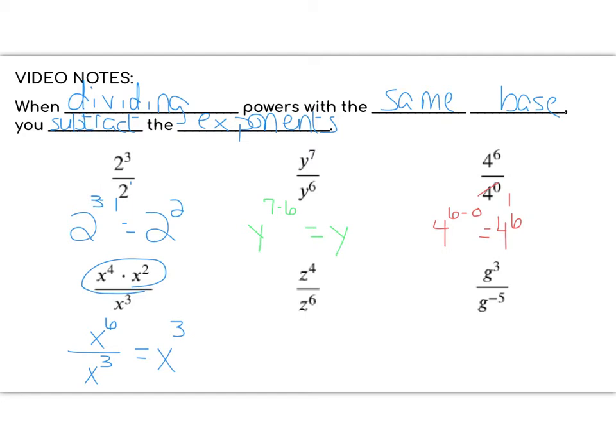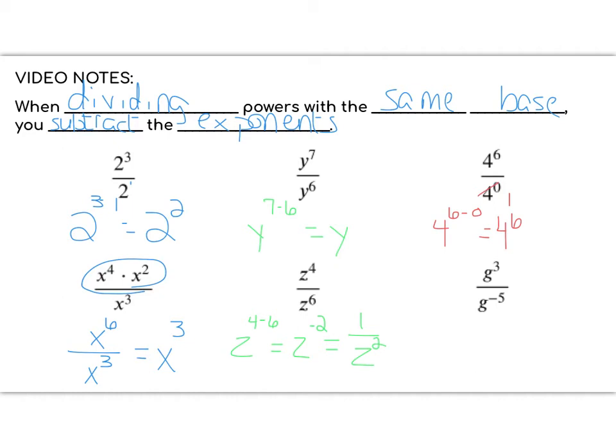Look at the next one. Z to the fourth divided by Z to the sixth. Well, I'm dividing with the same base, so this is Z to the 4 minus 6. And what is 4 minus 6? It's negative 2. So in this case, I ended up with a negative exponent. So I'm going to do 1 over Z to the second power. So if you get a negative exponent, go ahead and fix it.